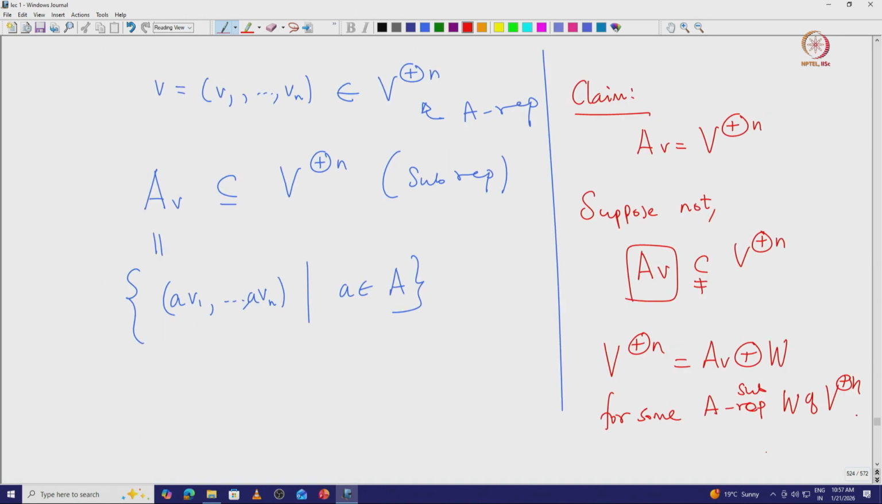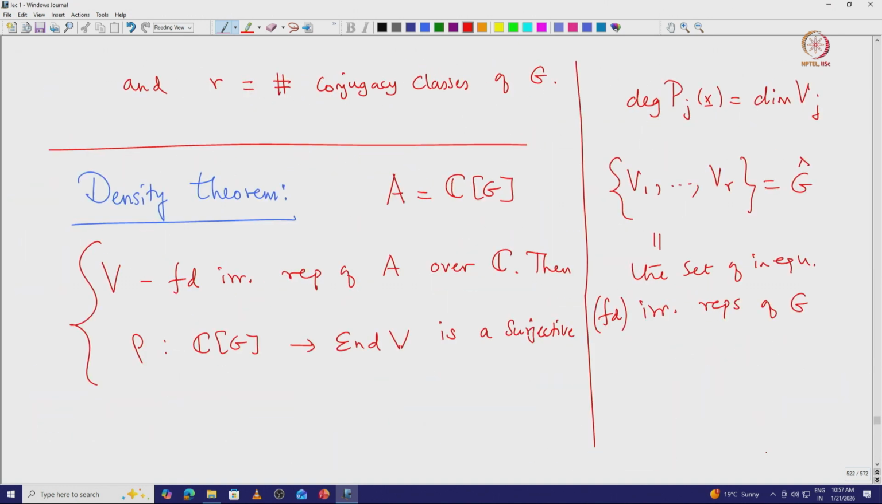Now if you go back to the original statement, this can be proved just by taking n to be the dimension of V. Once you take n to be the dimension of V, then v_1, etcetera, v_n becomes a basis of capital V.